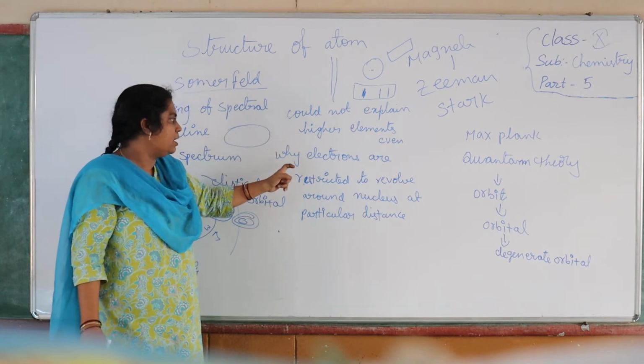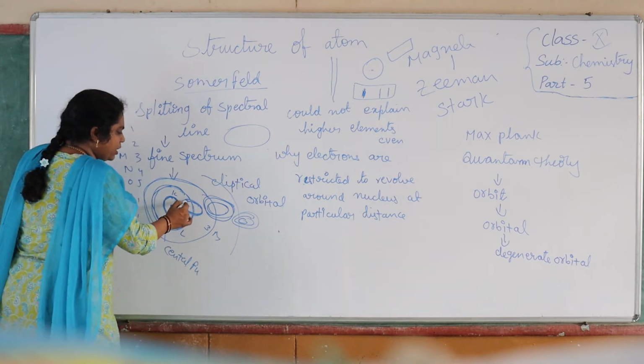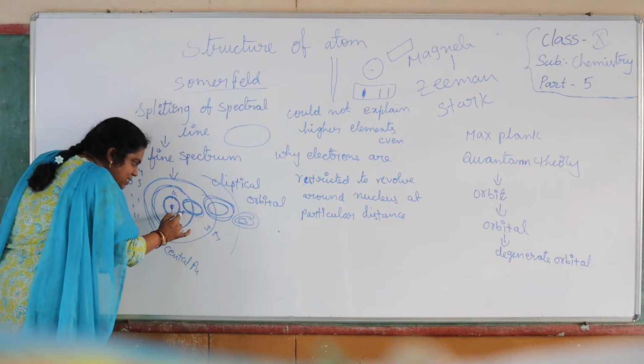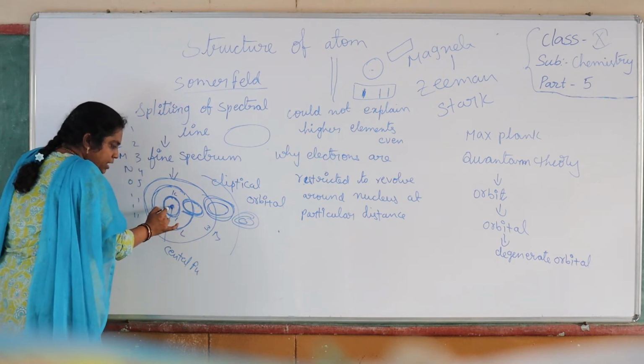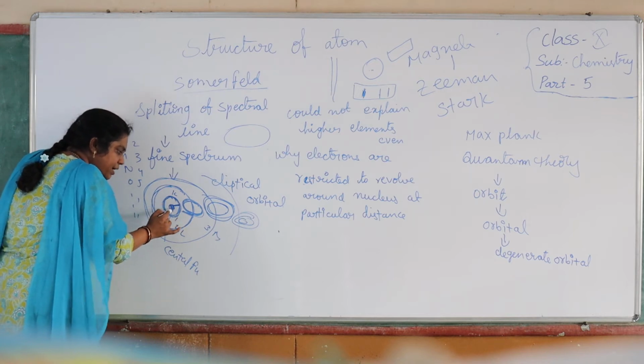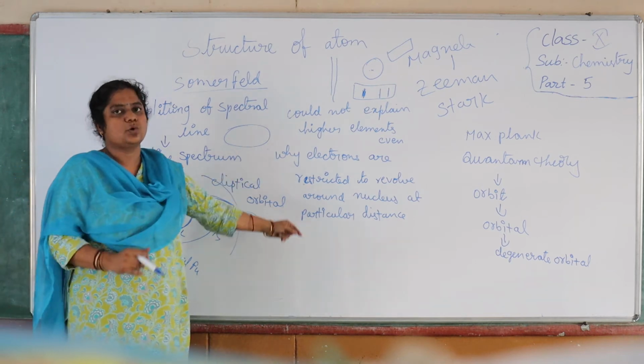Not only that, children, why are electrons restricted to revolve around the nucleus at a certain distance? Why only at this distance are the electrons revolving? Here the nucleus is there. Why this place? Why are they revolving here? Why are they not revolving here? That could not be explained by Sommerfeld.